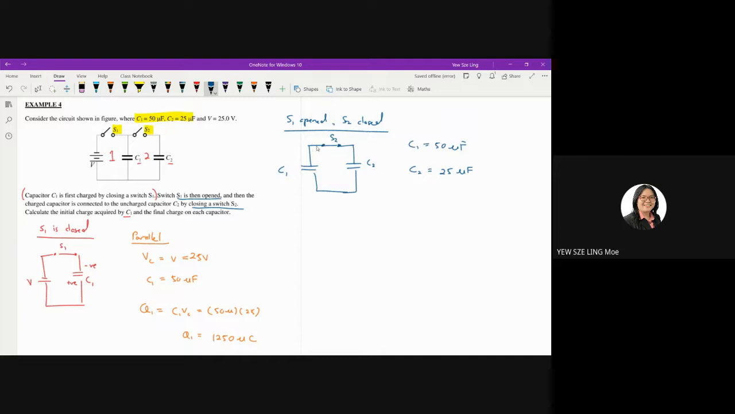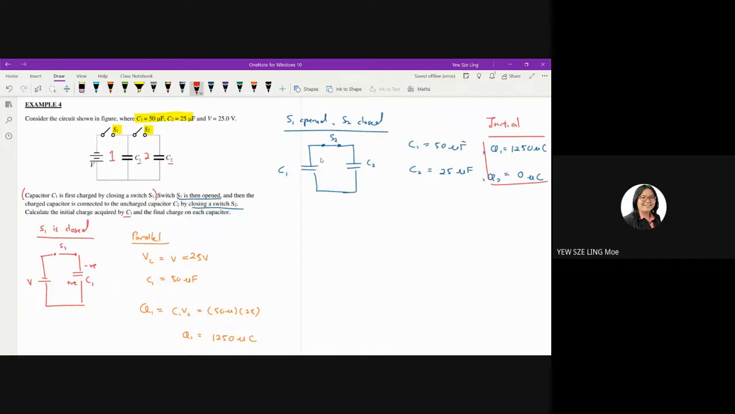The moment you close S2, C1 will have Q1 equal to 1250 microcoulomb, whereas initially C2 is uncharged, therefore Q2 is equal to 0 microcoulomb. This is the initial state, not the final state yet. That is not the value that we want.